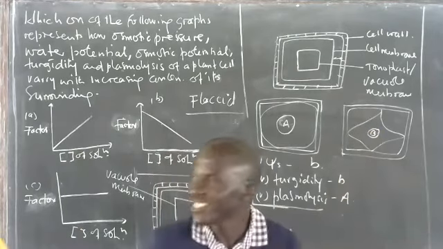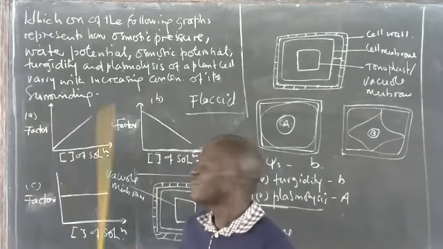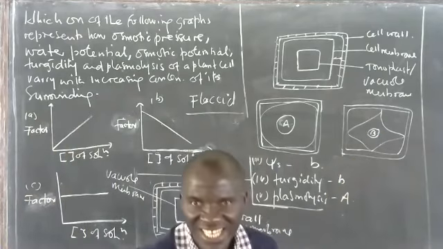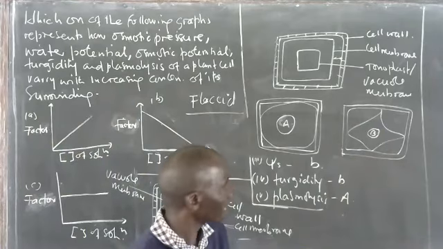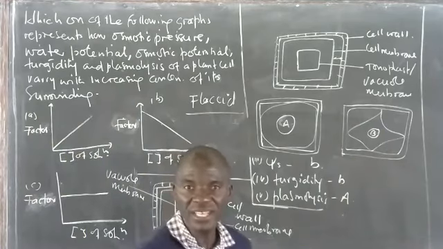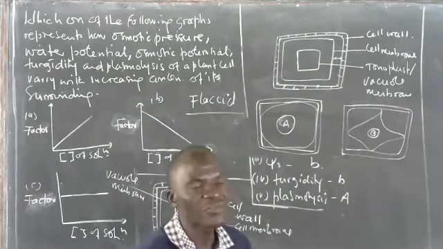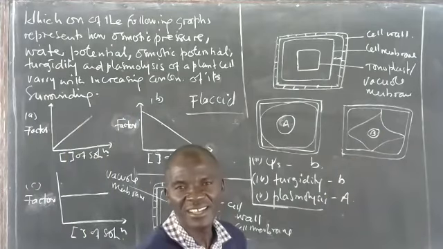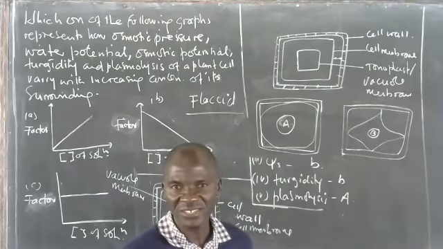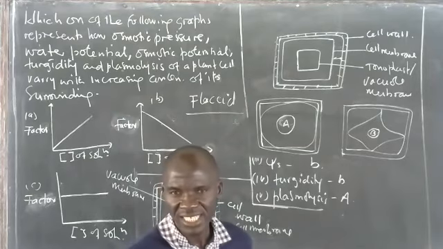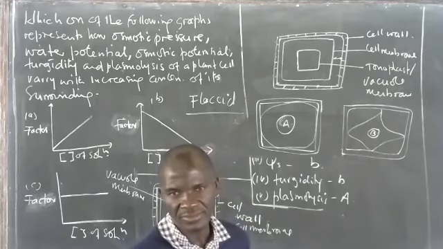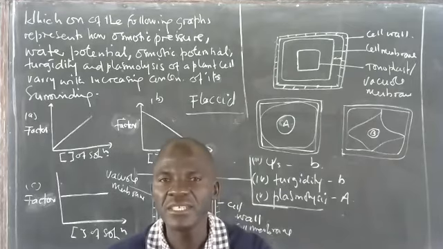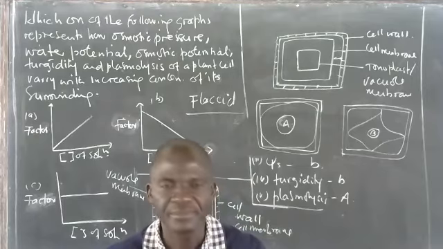So the higher the concentration, the higher the plasmolysis. I think that's correct. So we can have two terms here of how a plant cell relates with the different concentrations. A plant cell can either be turgid or it can be plasmolyzed.